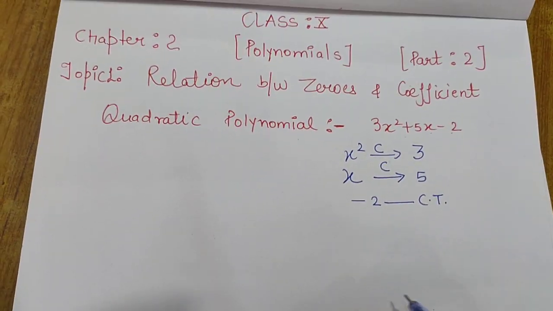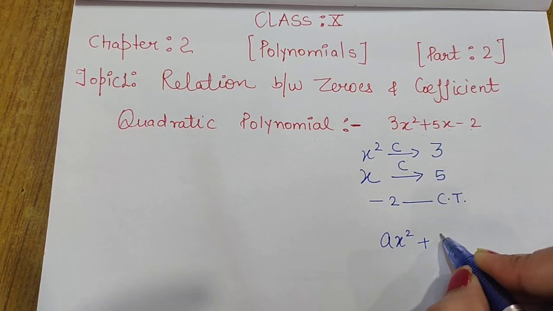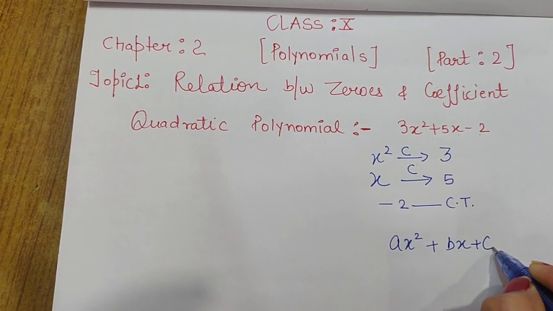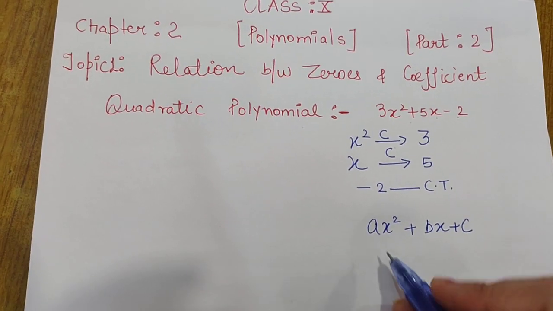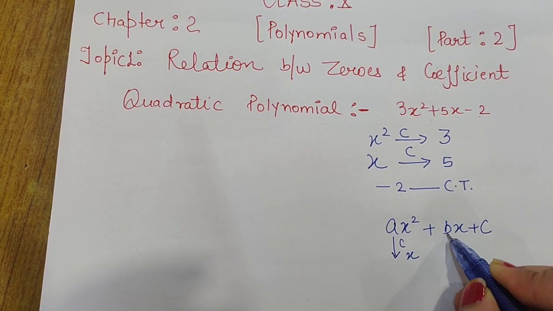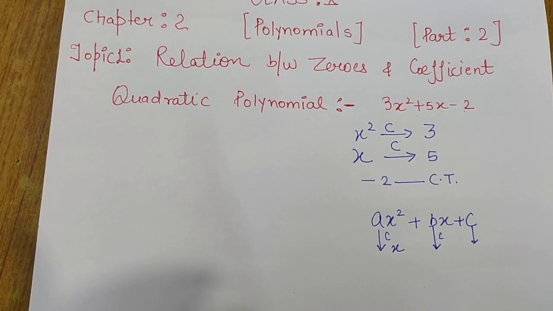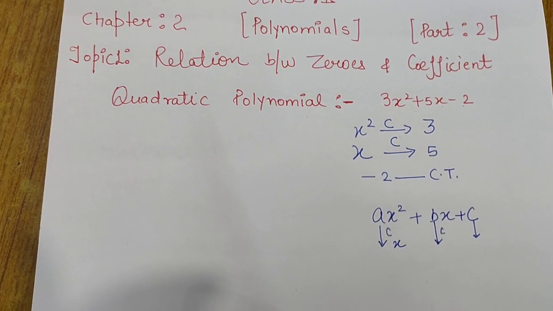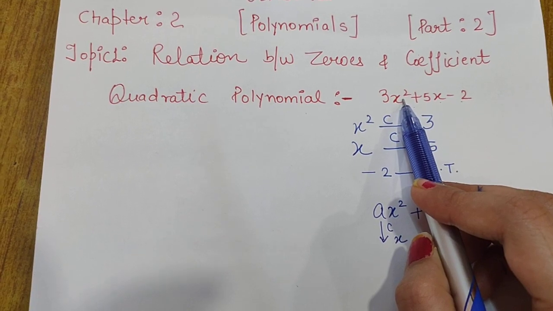Now you tell me the standard form of the polynomial. The standard form of the polynomial is ax square plus bx plus c. So a is always the coefficient of x square, b is always the coefficient of x, and c is called the constant term. And because this is a quadratic polynomial, two zeros will be there.